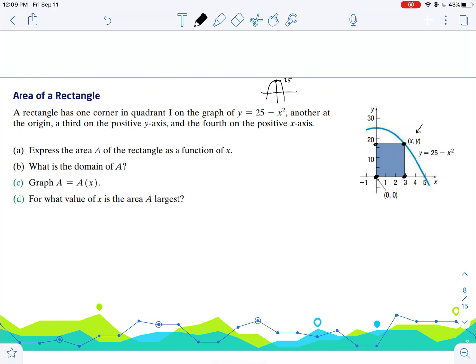Well, this is the point xy. So remember what we just did up above. X is x. And then remember, y is 25 minus x squared.